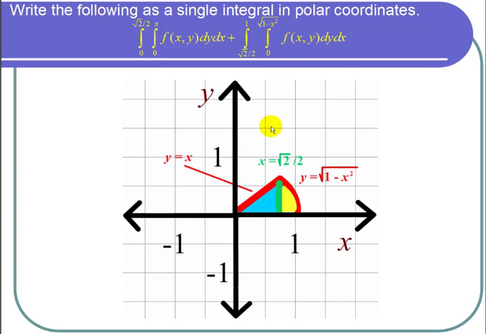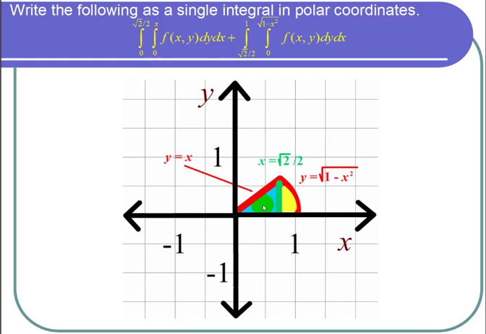For the second integral, we have y going from 0 to the square root of 1 minus x squared. So the bottom curve is y equals 0, which is the x-axis. And the top curve, y equals the square root of 1 minus x squared, that's the same as x squared plus y squared is 1, which is the unit circle. So I draw this piece of the unit circle that stops at x equals root 2 over 2.